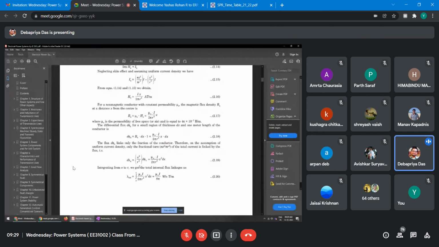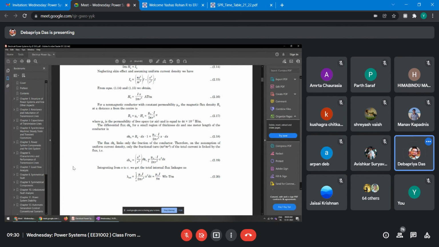Now here we have to use some fractional term. The flux d phi x links only a fraction of the conductor because it is a cross-sectional area, and although you are assuming current density will be uniform at every point, as you are moving toward the center, the flux linkages will be small. As you are moving towards the surface, it will increase. Therefore, we have to make it a fraction.